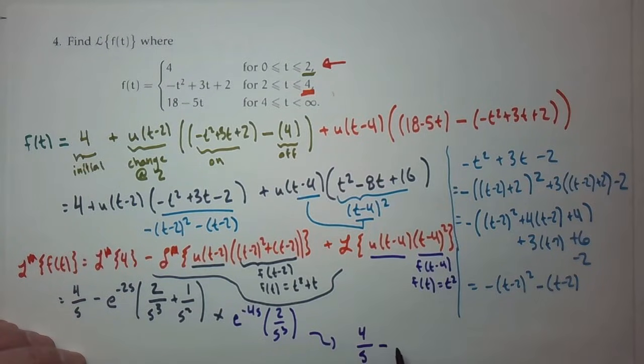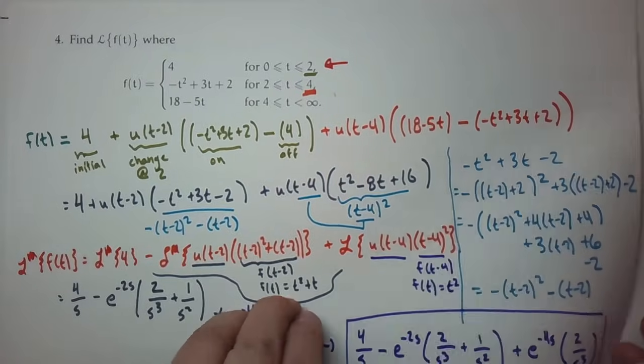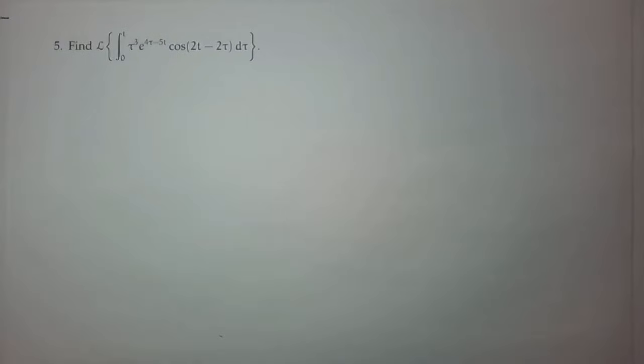4 over s, subtract e to the minus 2s, 2 over s cubed, plus 1 over s squared, plus e to the minus 4s, 2 over s cubed. All right. Any questions on number 4? Okay, good. We're picking up speed, by the way. That's a good sign. Number 5.